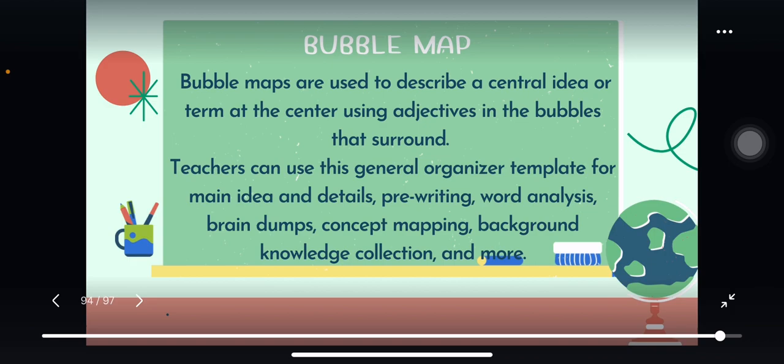And then we have here the bubble map. Bubble maps are used to describe a central idea or term at the center, using adjectives in the bubbles that surround it. From the word itself, bubble, you will be creating bubbles describing an idea regarding the chosen topic. Teachers can use this general organizer template for main ideas and details, pre-writing, word analysis, brain dumps, concept mapping, background knowledge collection, and more.